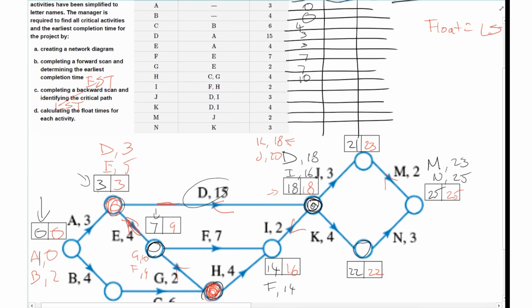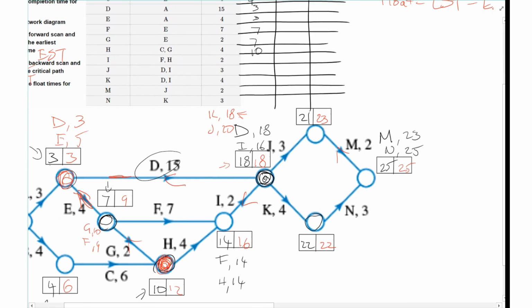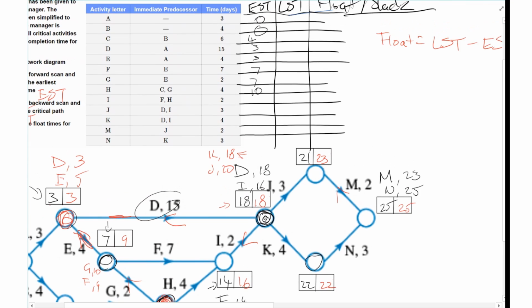Okay, so where we're up to now, we're up to I. So the earliest start time for I will be this one here, so it's going to be 14. And the reason you take that bigger one, remember, is because I've got to wait for all activities that are predecessors to finish before I can move on.